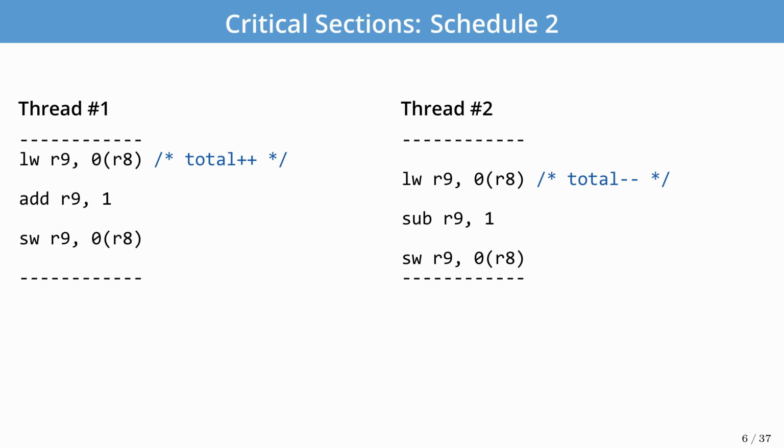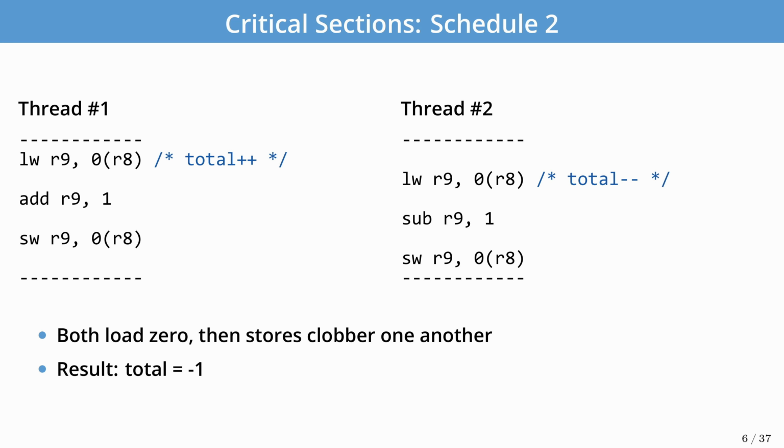We can look at a second schedule where we load on both threads and then we do the operations. These operations are occurring in the CPU registers, so they're not affecting each other. They're in separate threads with their own CPU registers. And then the stores occur. Here, what's the result going to be? Well, the store of thread 1 is overridden by the store on thread 2. So it's almost as if thread 1 had never run. And the result is going to be -1.